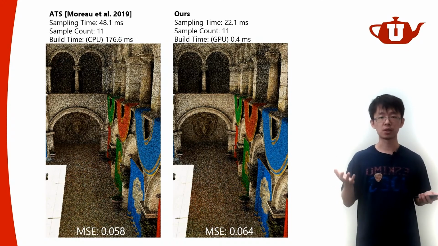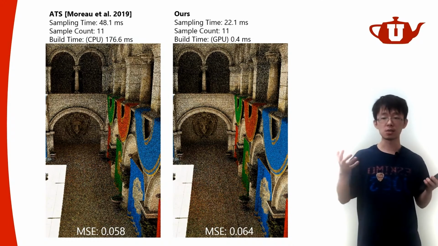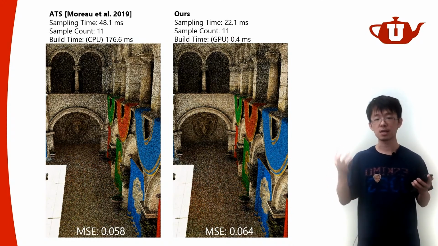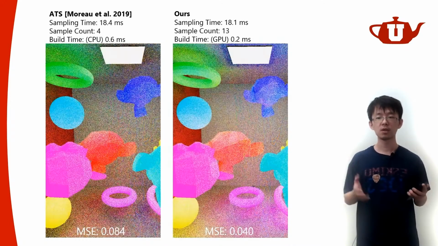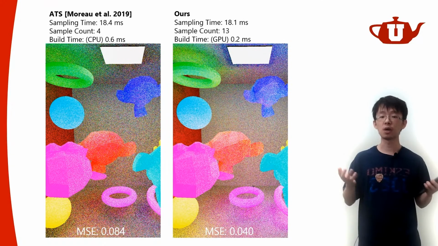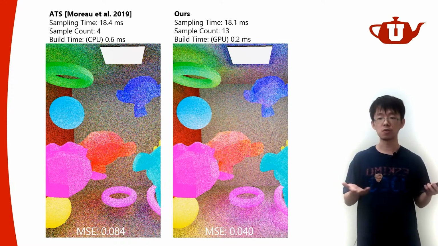Notice that our light tree construction is also orders of magnitude faster than ATS in this scene. Because a completely new set of VPLs is generated in every frame, ATS has to fully rebuild the light BVH, which is expensive. Here, we compare our method with ATS using the Cornell box scene with a few animated mesh lights. The ATS builder is much faster in this scene, since it only needs to build the top level tree. In comparison, our method fully rebuilds the light tree in a shorter time. Our method also achieves lower error given the same sampling time.